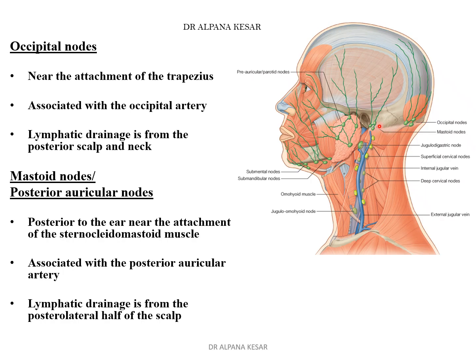Mastoid group of lymph nodes are also known as post-auricular lymph nodes. This group of lymph nodes is present posterior to the ear near the attachment of the sternocleidomastoid muscle. These lymph nodes are associated with the posterior auricular artery and they drain lymphatics from the posterolateral half of the scalp.